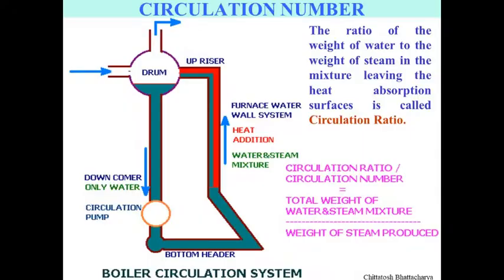The ratio of the weight of water to the weight of steam in the mixture leaving the heat absorption surfaces is called circulation ratio, and this circulation ratio has a significant impact on the amount of heat being added within the water-steam mixture with respect to the maximum capacity of heat addition within the system. So naturally circulation ratio is a critical parameter.